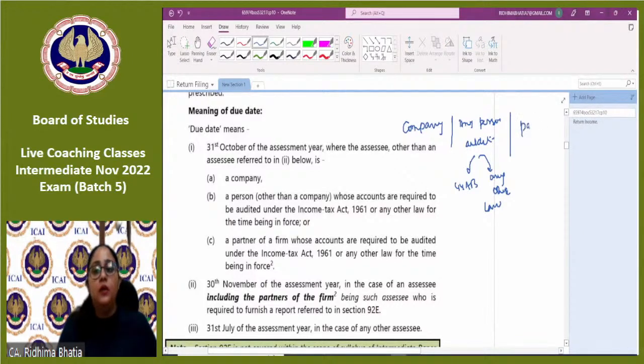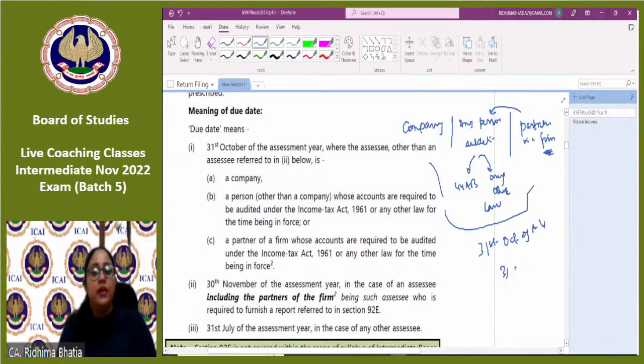or if you're a partner in a firm, जिसके accounts audit होते हैं, if you're a partner in a firm whose firm के accounts are getting audited, partner का audit नहीं करेंगे, firm के accounts is getting audited, then all these three have to file the return of income by 31st of October of the assessment year. So for the ongoing assessment year of 22-23, you have to file the return of income by 31st October 2022.